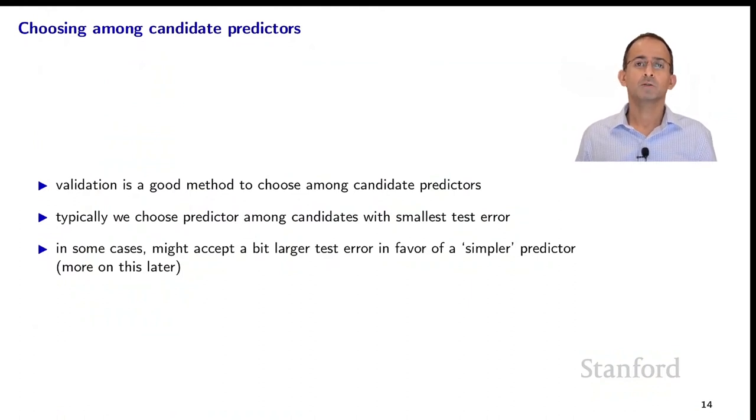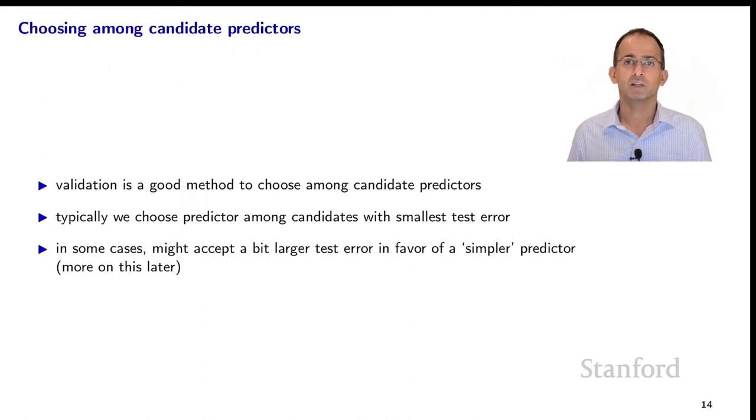So how do we choose between different candidate predictors? Two people have come along, they're both experts in machine learning, and they come to us with their predictors, but they've developed them using completely different methods. We don't even get to see their code. We can do validation. We take their predictors and we try their predictors on data that they've never seen before.